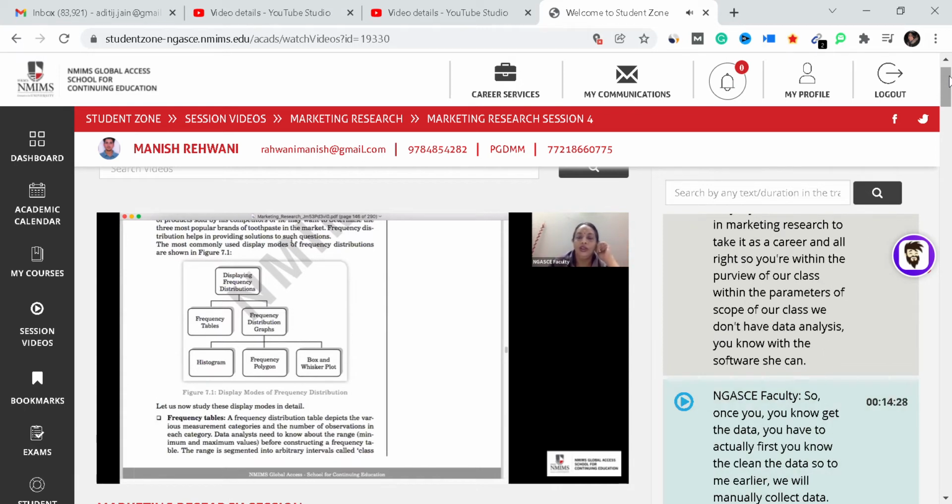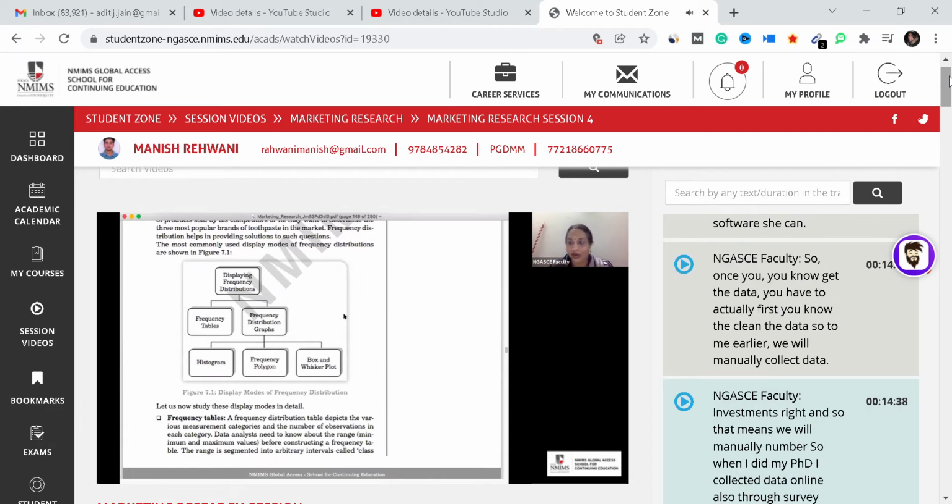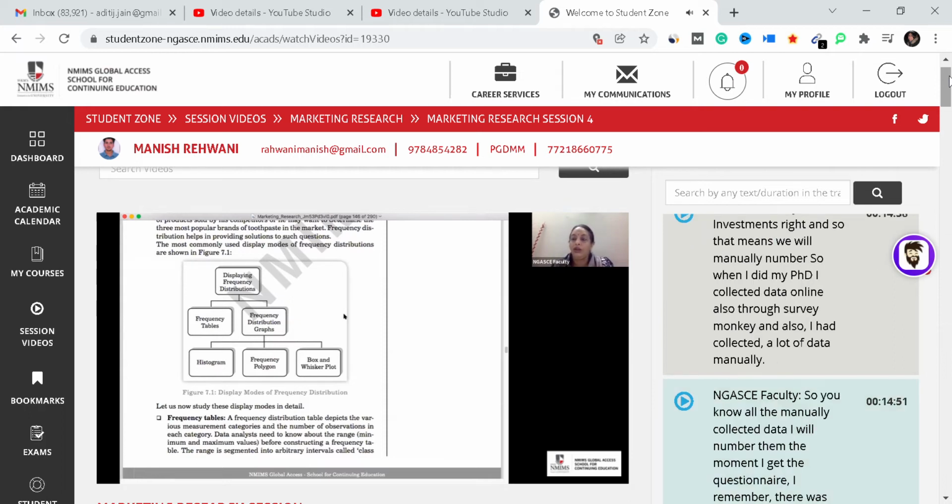Okay. So once you get the data, you have to first clean the data. Earlier we would manually collect data in questionnaires, right? So that means we will manually number them. When I did my PhD, I collected data online through SurveyMonkey, and also a lot of data manually. All the manually collected data, I will number. The moment I get a questionnaire, I'll number them as 1, 2, 3, 4.